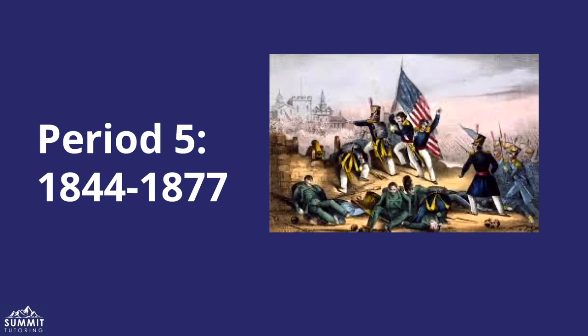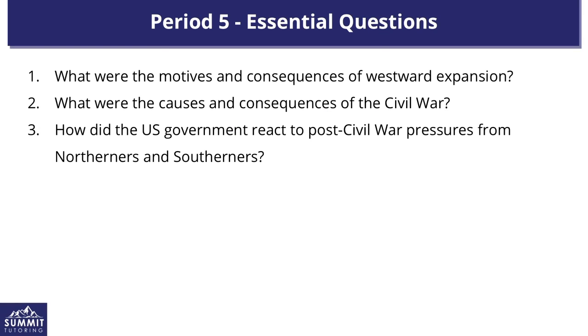All right, we are back with period 5, which is 1844 to 1877. So let's dive right in. So here are period 5's essential questions. We're going to look at the motives and the consequences of westward expansion and the causes and consequences that were behind the Civil War. And we're also going to look at how the U.S. government reacted to post-Civil War pressures from the Northerners and from the Southerners in the U.S.